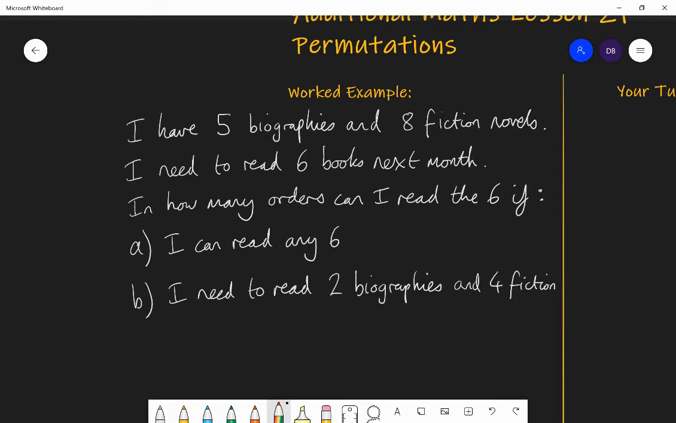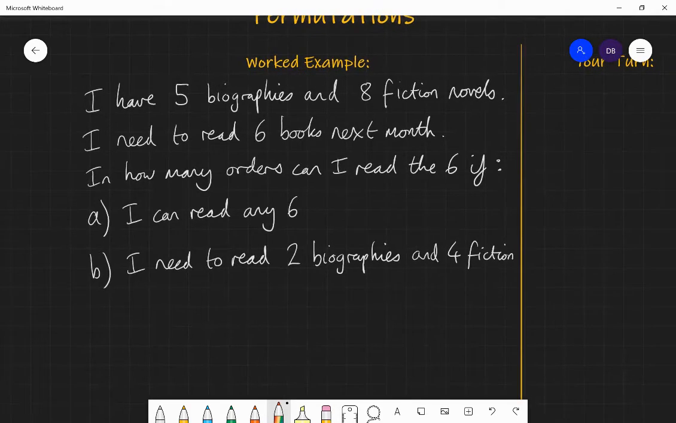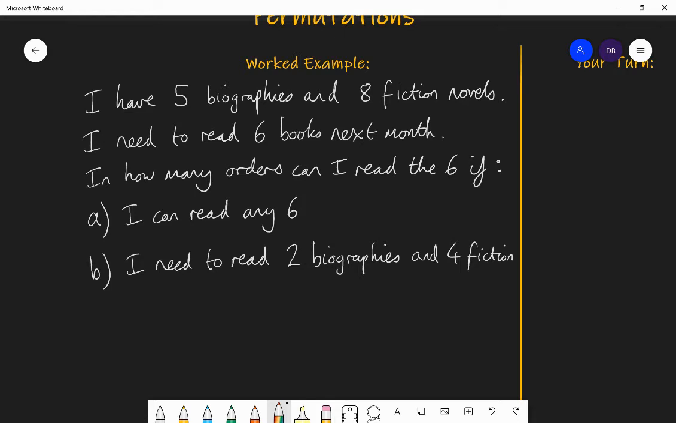So if I have to read 6 books and I can read any 6, then that's relatively simple. Ignore the fact that I have 5 biographies and 8 fiction novels. I just simply have 13 different books and I want to choose 6 in order. So which is my first book, second book, third book, etc. I have 13 choices for my first book, then 12 choices for my second, etc. So it would be 13 times 12 times 11 times 10 times 9 times 8.